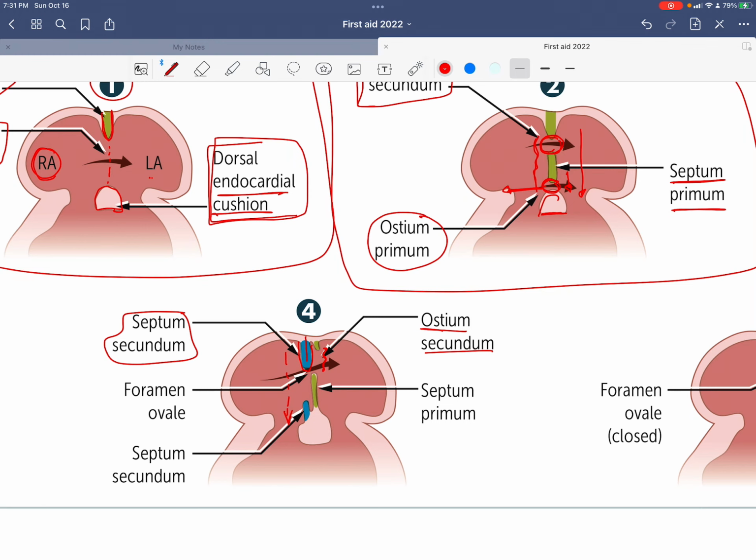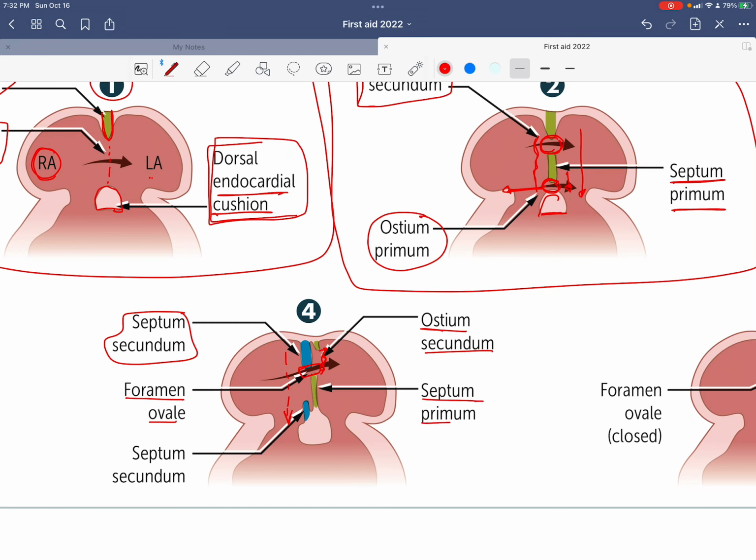So it kind of not close it, but I mean it covers it. It just goes down over it. So it's this opening, then it just covers a huge part of it. But there's only one small teeny tiny part that is not closed, and that is called the foramen ovale. So this is how the foramen ovale forms. It's just because the septum secundum covers most of the ostium secundum.